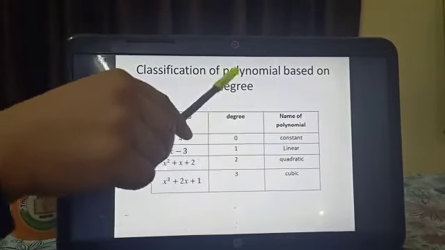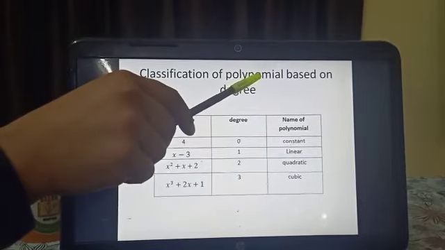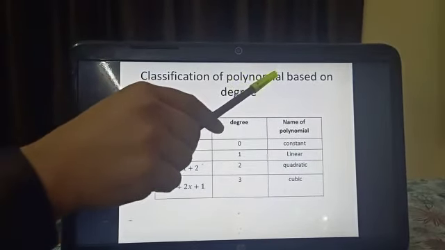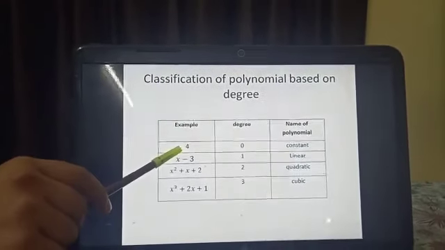So now we classify the polynomial based on the degree. Earlier also we classified the polynomial on the basis of the number of terms. Now we have to classify the polynomial based on the degree. Okay, let's take an example here. Example number 1, that is 4.